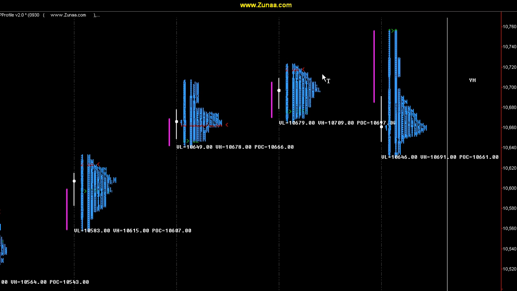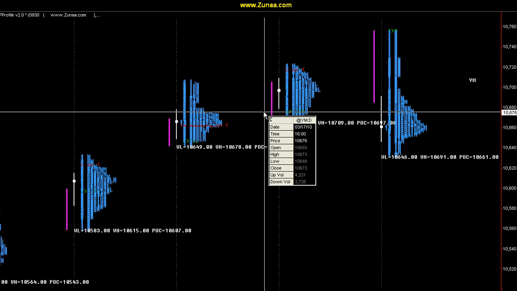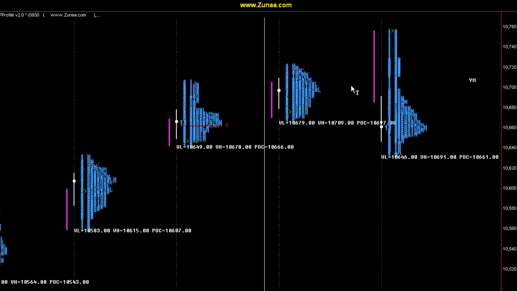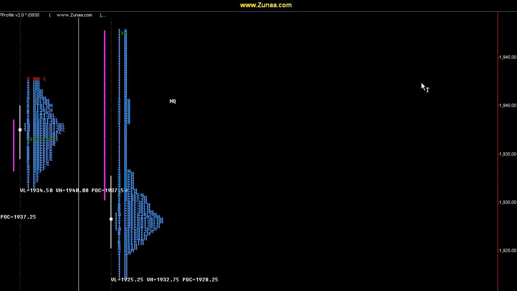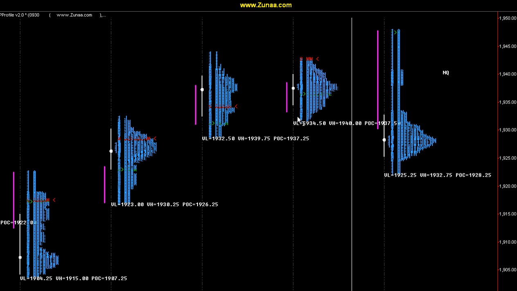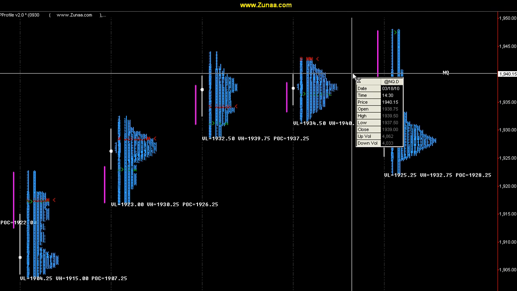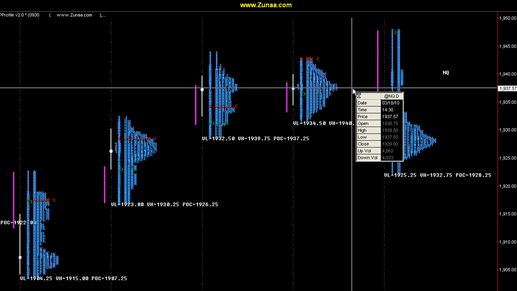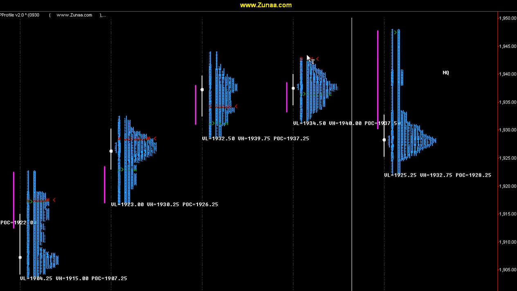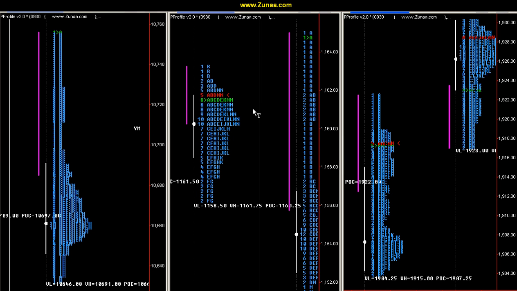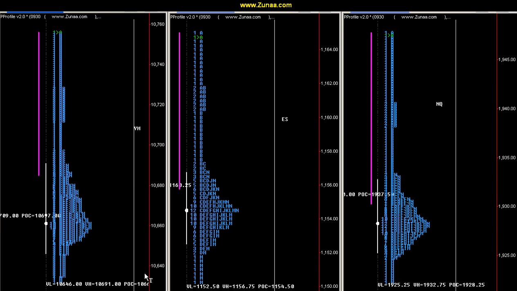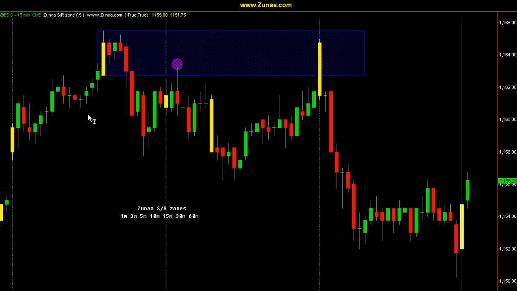I'd like to have seen YM weaker as well, but as you can see, it's not, compared to the prior value area. But again, a short, narrow profile. With NQ, it's sort of between what ES is doing and what YM is doing. I would have liked to see NQ a little bit weaker the prior night, meaning when I was doing my analysis, but that's what we get. So that's how I look at price profile.